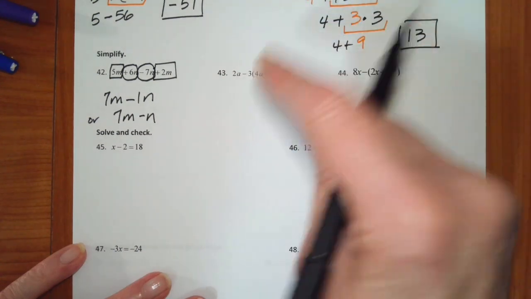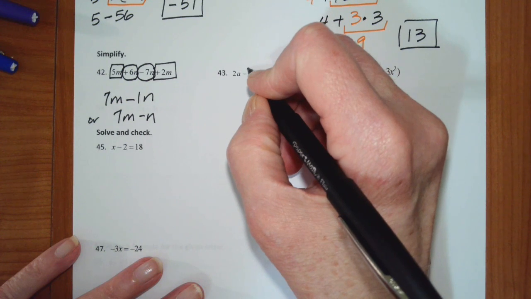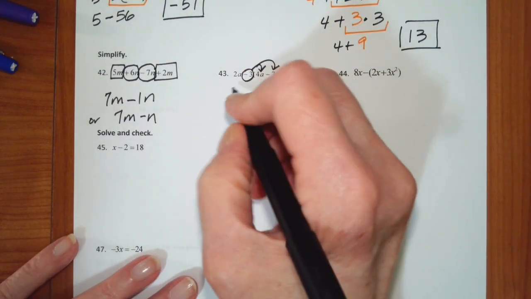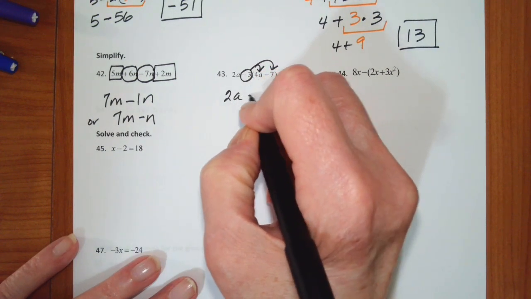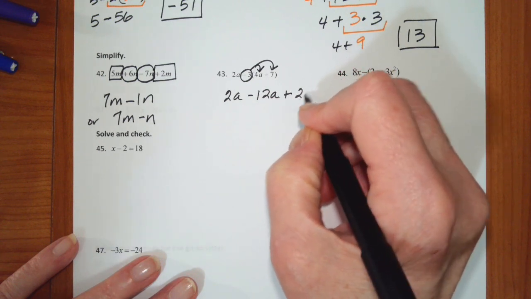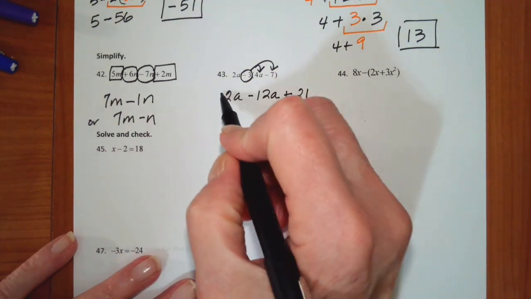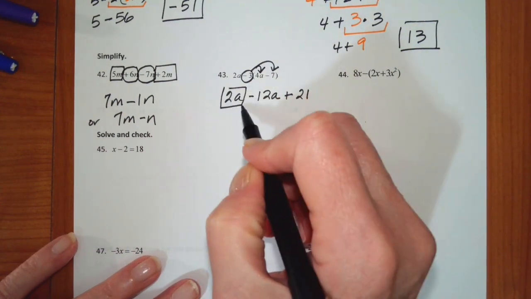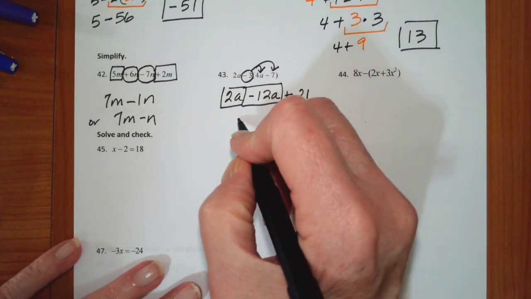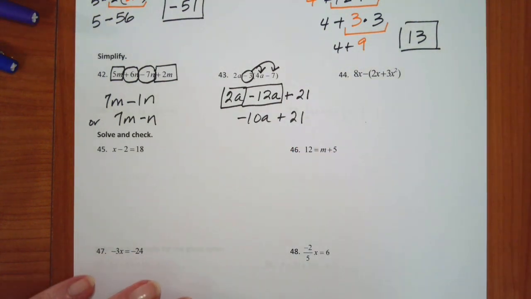Okay, here I'm going to have to do two things. I'm going to have to distribute and then look to see if I have any like terms. So negative 3 distributed, this becomes 2a minus 12a plus 21. 2a and negative 12a are like terms. 2 plus negative 12, or 2 minus 12, is negative 10a plus 21.